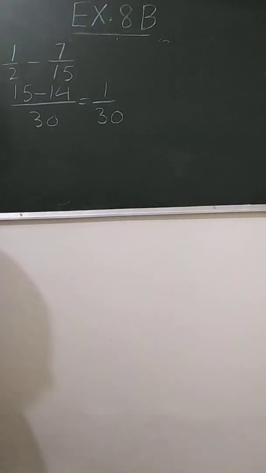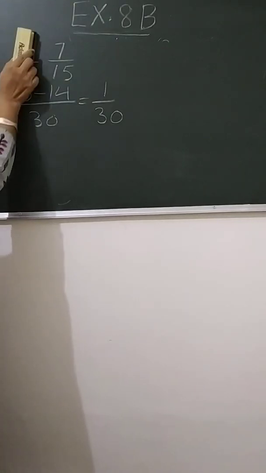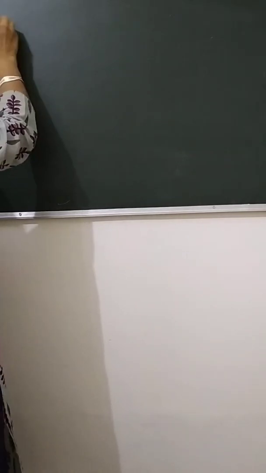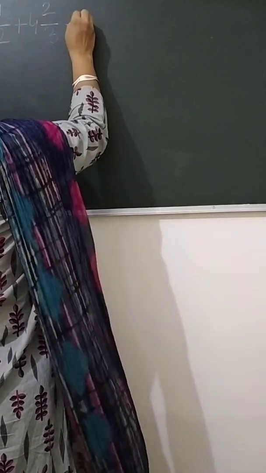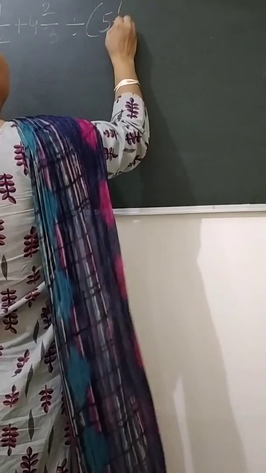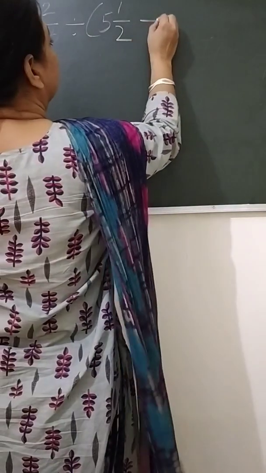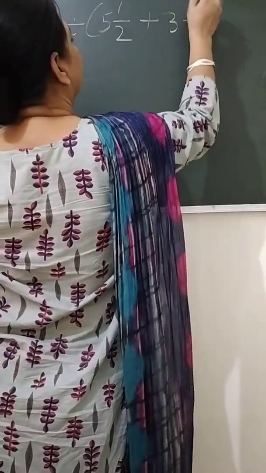Okay. Come to the next question, 17. Question is 4 1/2 plus 4 2/3 divided by 5 1/2 plus 3 1/4.